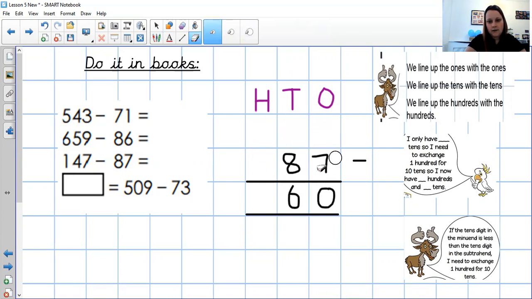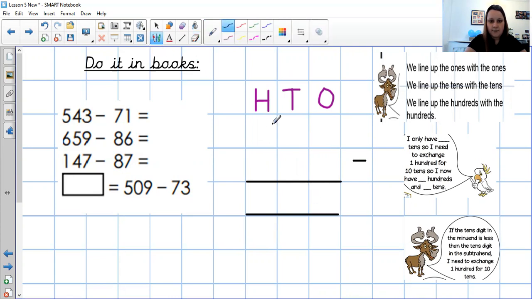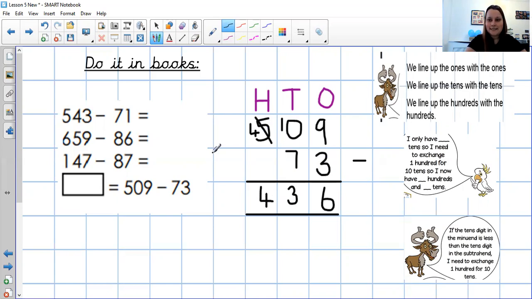And the last question that you had to go at in your do it was 509. So my minuend is 509 and my subtrahend is 73. And I'm trying to work out the difference. So my ones, 9 subtract 3 equals 6. 0 tens subtract 7 tens. I'm going to have to exchange 100 for 10 tens. So I've now got 10 tens. So 10 subtract 7 is 3. So 3 tens. 400 subtract 0 is 400. So the answer is 436.